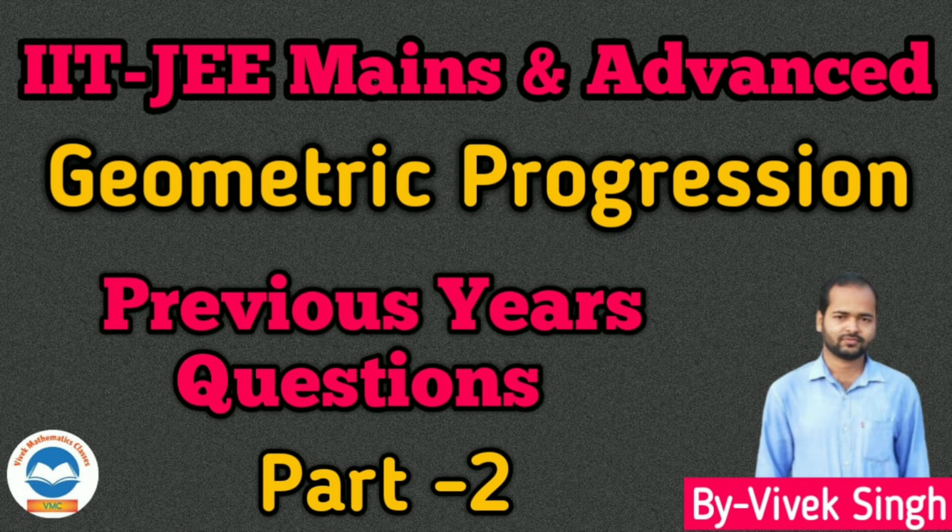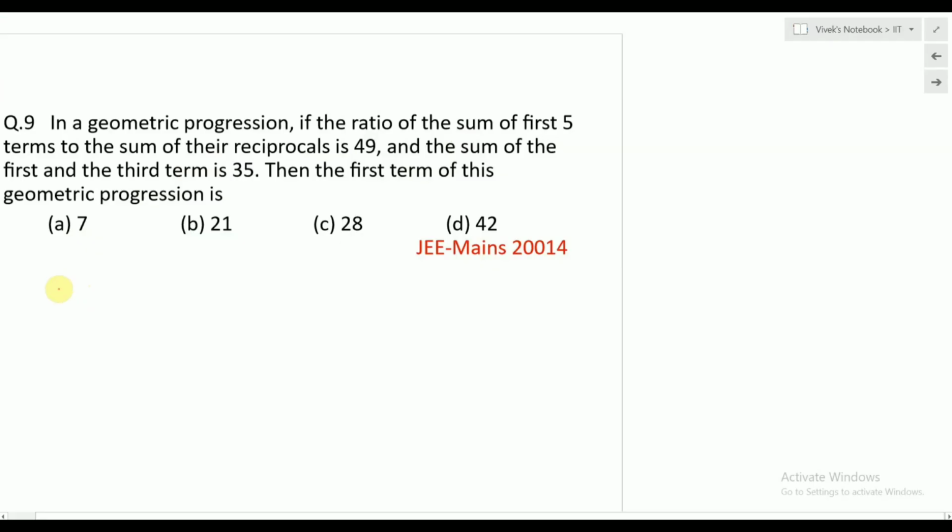In the last class, we discussed a previous year JEE Mains question. In this video also we are going to continue with the same. In a GP, if the ratio of the sum of the first 5 terms, they have given a GP. So I will take a GP like this: a, ar, ar square. This will be our GP.